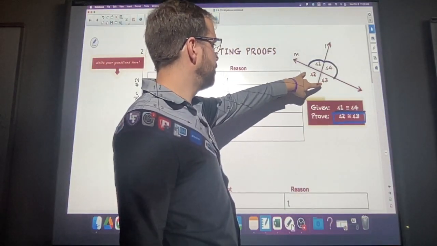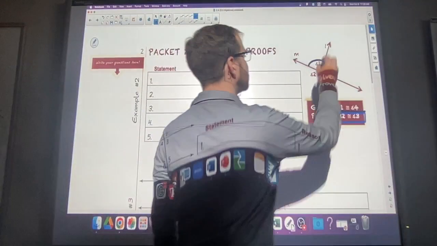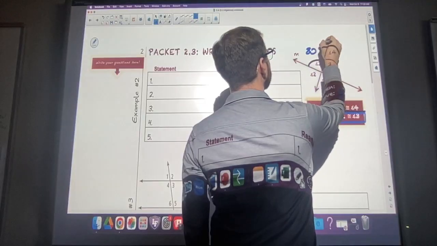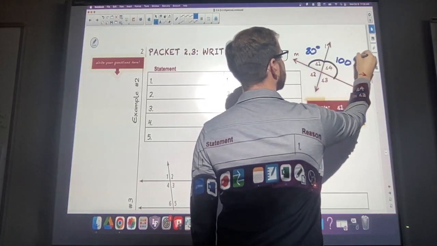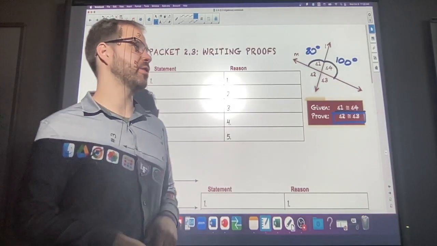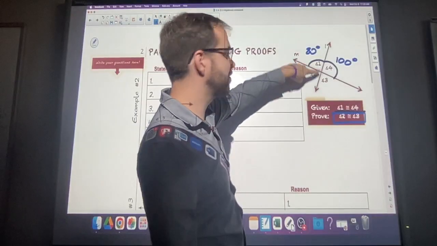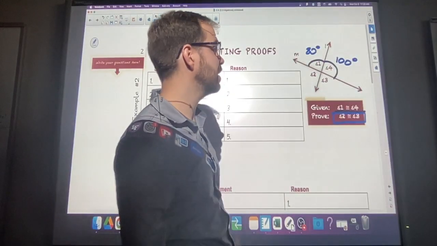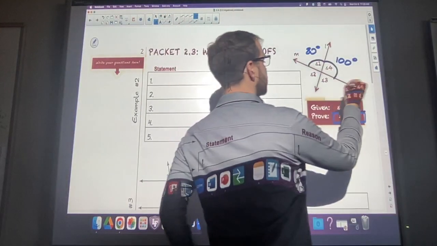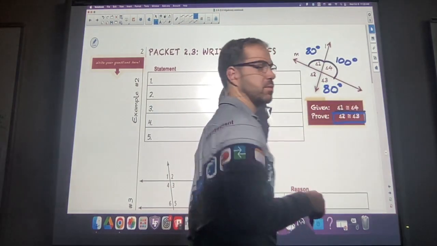Okay, first of all, do we believe that, right? Let's just make some numbers up here. Let's say that this is 80 degrees and this is 100 degrees. All right, so let's think what we could figure out here. What types of angles do we have? Well, 1 and 3 are vertical angles. So that means that 3 has to be, vertical angles are always congruent, 80 degrees.